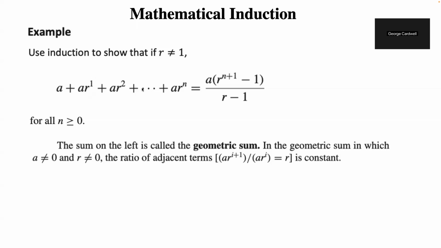Ar cubed would be the next number. Ar cubed is ar squared times r. And this goes on up to n. And the claim is that the sum equals this: a times r to the n plus 1 minus 1 over r minus 1. This sum is called the geometric sum. And in a geometric sum, when a is not 0 and r is not 0, the ratio of adjacent terms, meaning the next one up divided by the previous one, will always be r. That's because each term is a previous number times r.